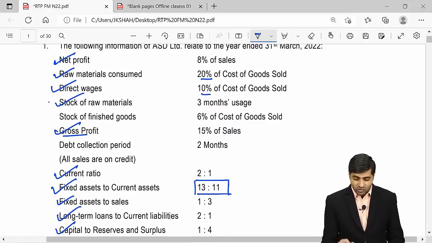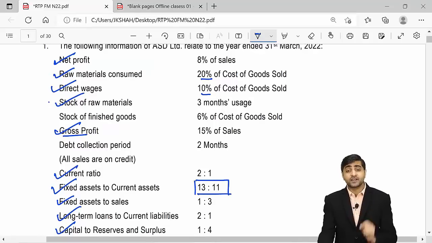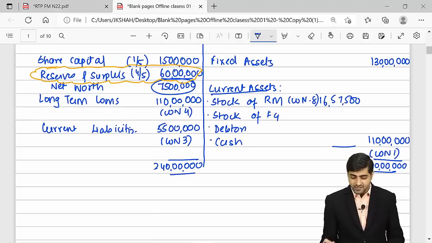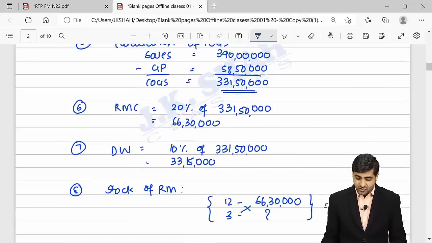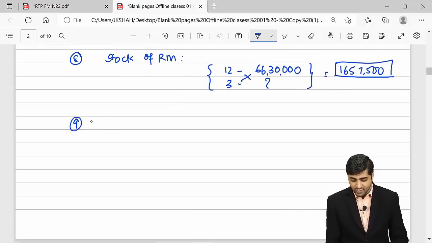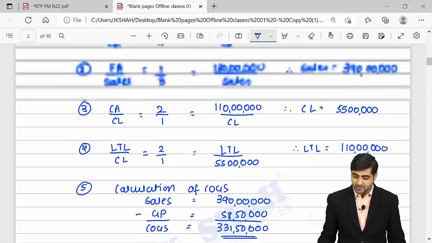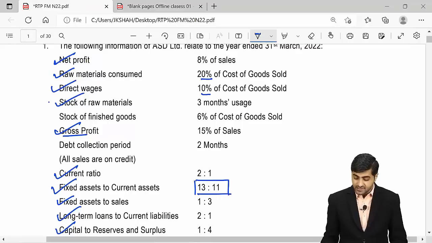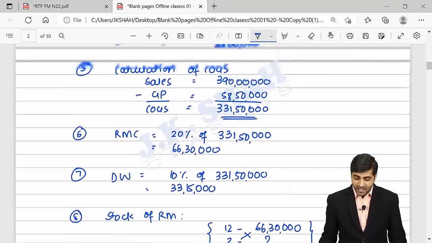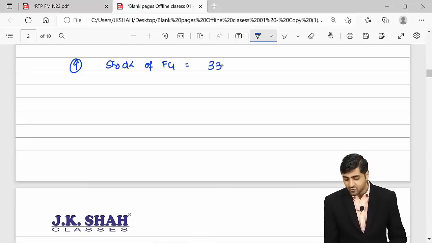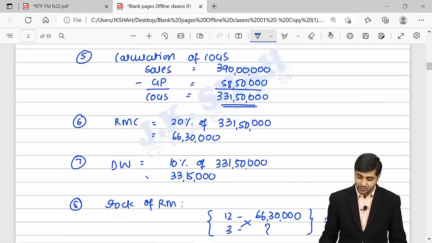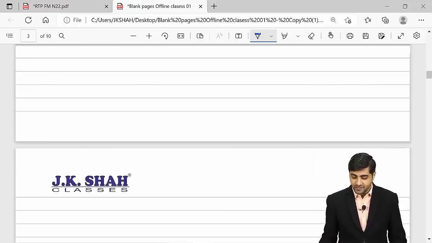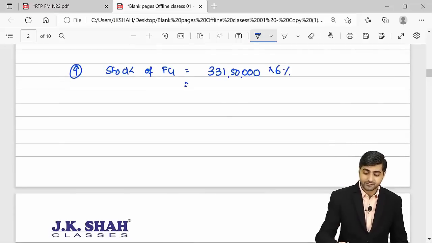So guys, with this your stock of raw materials is over, and now stock of finished goods, which is 6% of your COGS. Guys, we already have the COGS available. So now we can calculate with your working note number 9 your stock of finished goods, and that is nothing but, how much percentage have they mentioned? It is 6% of your COGS. So we have the COGS available as 3,31,50,000, and I need to multiply that by 6%.